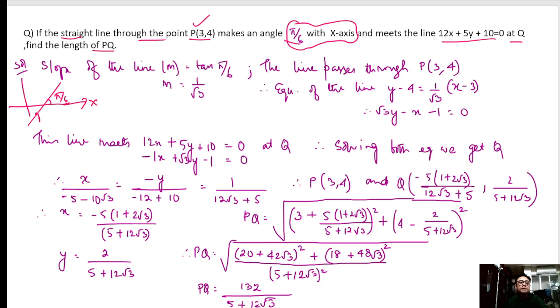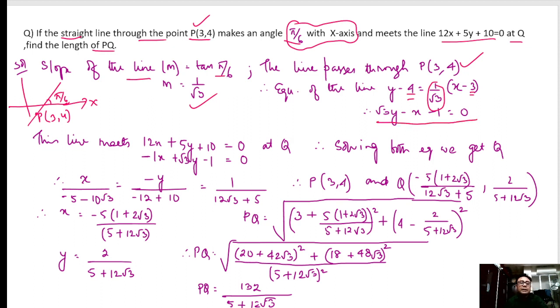There is a point P(3, 4). So what is the equation of this line? First of all, the slope of the line will be tan pi by 6, which is this. It is passing through this point, so y minus y1 equals m into x minus x1. So this is the equation of that line.